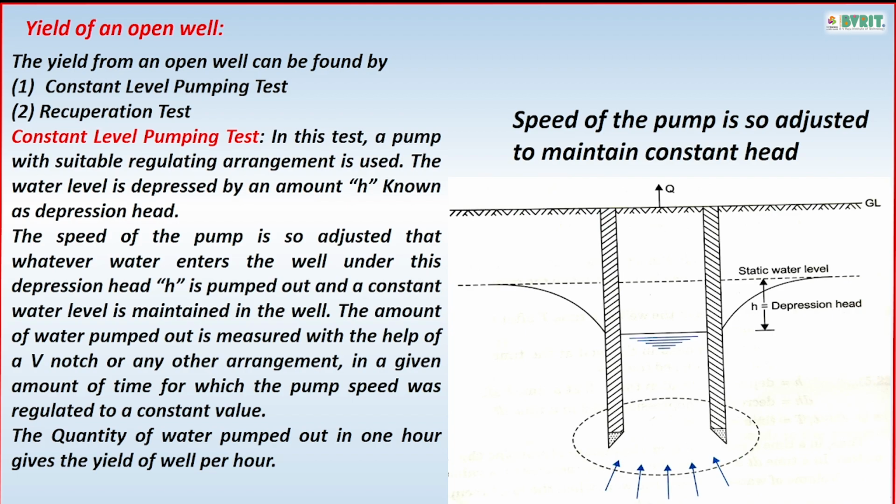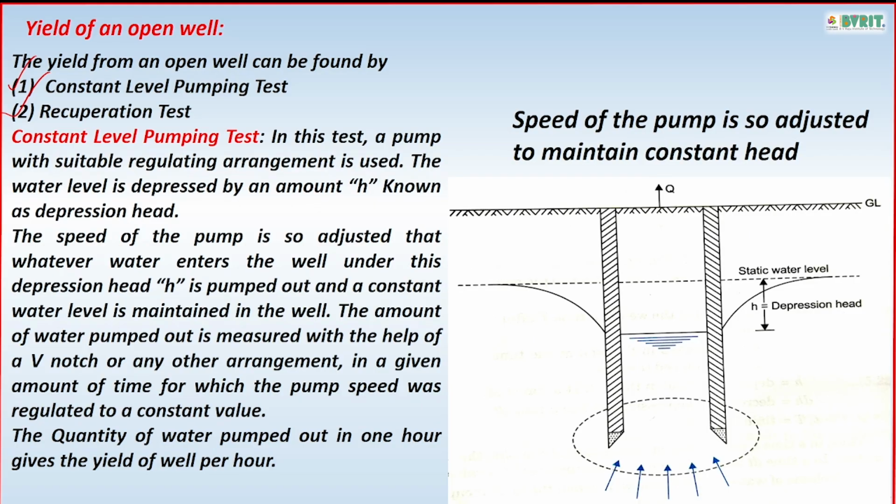Open well: how to get the discharge from an open well? To get the discharge from an open well, there are only two methods. One is the constant level pumping test. The other one is the recuperation test. What are these two tests actually? The first is the constant level pumping test, and the second is the recuperation test.